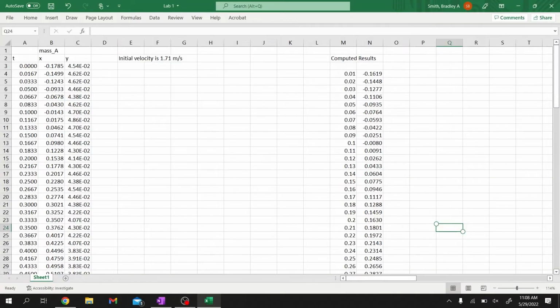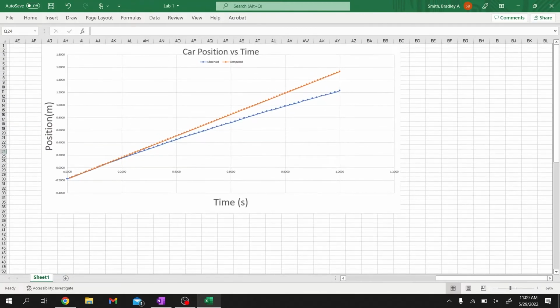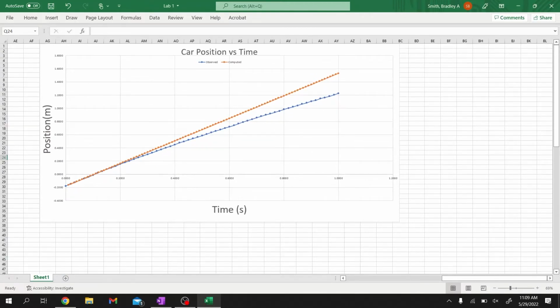On the left, we have our tracker data. On the right side of the screen, you can see the results from the GlowScript program. Here, you can see both data sets plotted on this graph. Both of them have the same initial starting position, and both have the same final time. As you can see, our GlowScript program, which is the orange line, is a constant slope all the way to the end. However, our observed line, which is the blue line right here, has a slight curve to it, and ends at a position slightly less than the computed one.